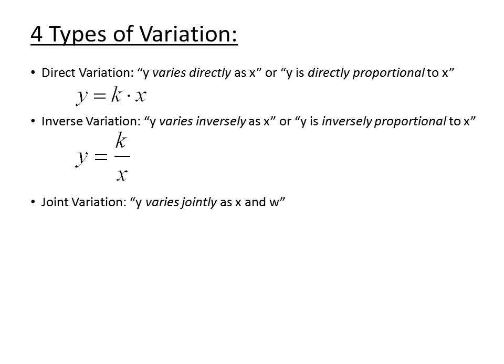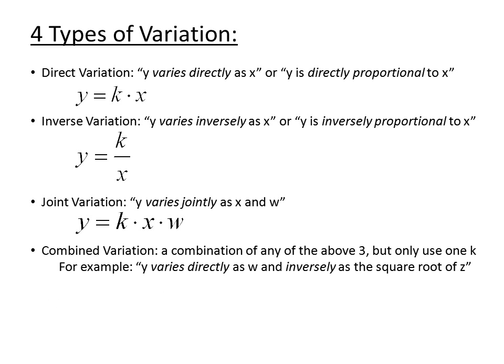The third type of variation is joint variation, and we would see y varies jointly as x and w. And jointly just means we're going to be multiplying by several different variables. So we would use the equation y equals k times x times w.